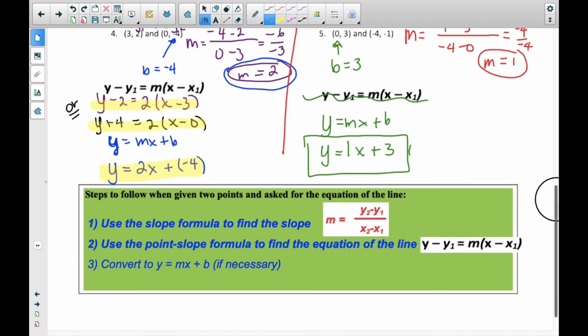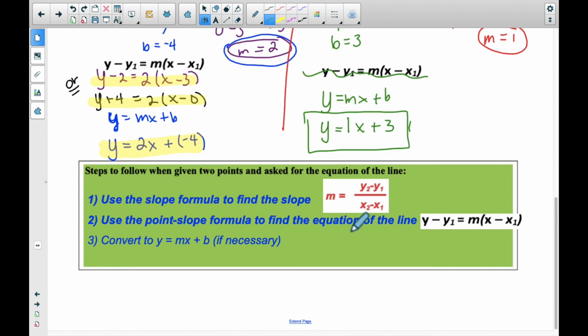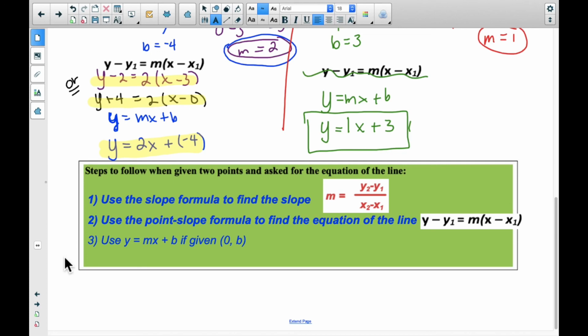Okay, real quickly at the bottom of your paper, here's what I want you to write down. These are the steps to follow when you're given 2 points and you're asked for the equation of the line. Step 1 is use the slope formula to find the slope. Now I just changed my number 3, so if you wrote down number 3 before, erase it because I changed it. We're going to use the slope formula. Hopefully you've memorized this. This you should memorize. Step 2: use the point-slope formula, this one, to find the equation of a line.